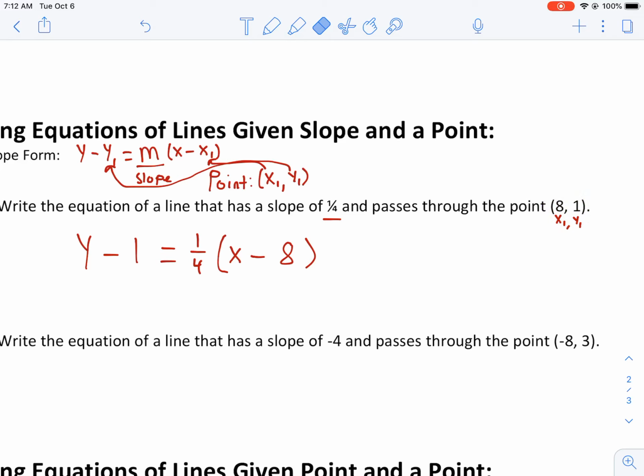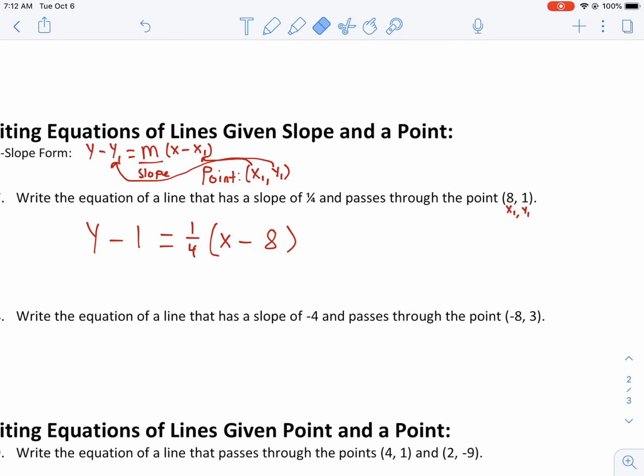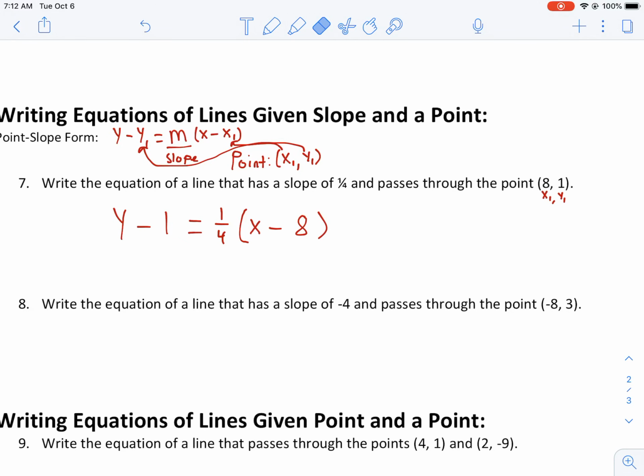If one of the values in your point is negative, subtracting a negative turns into a positive, so it's going to look like a positive number in your equation. That is the hardest part to remember. So make sure you pay attention to that. We're going to do another one.